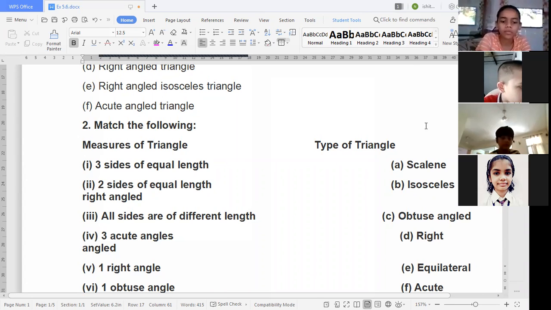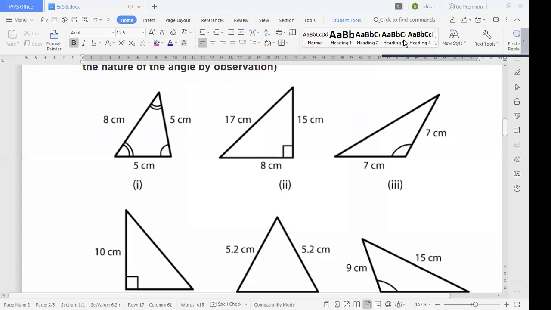Chalo. Let's move to the next question. Third question. Read the third question, Arsh. Name each of the following triangles in two different ways. You may judge the nature of the angle by observation.